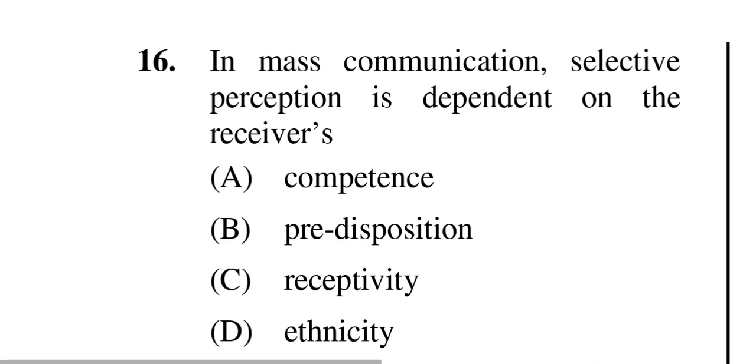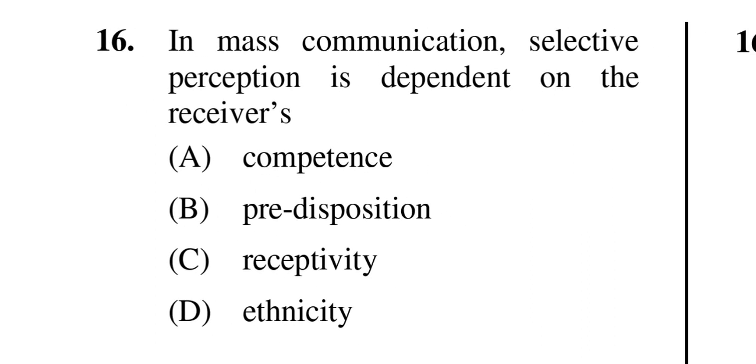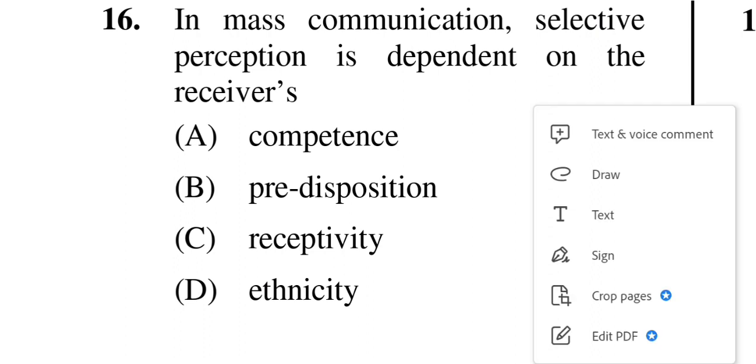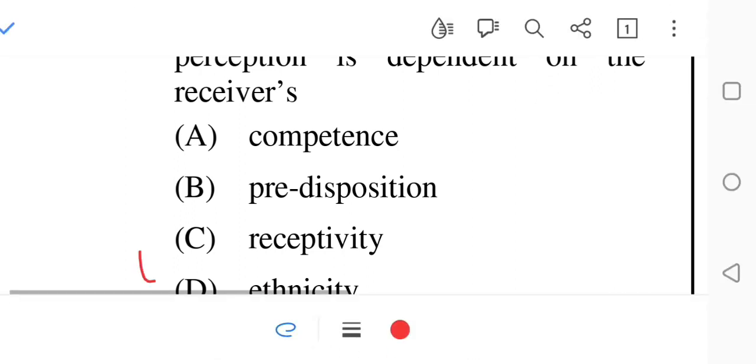Number 16, in mass communication, selective perception is dependent on the receivers. In mass communication, selective perception is dependent on the receivers, competence, predisposition, receptivity, ethnicity. Correct answer will be in mass communication, selective perception is dependent on the receiver's receptivity.